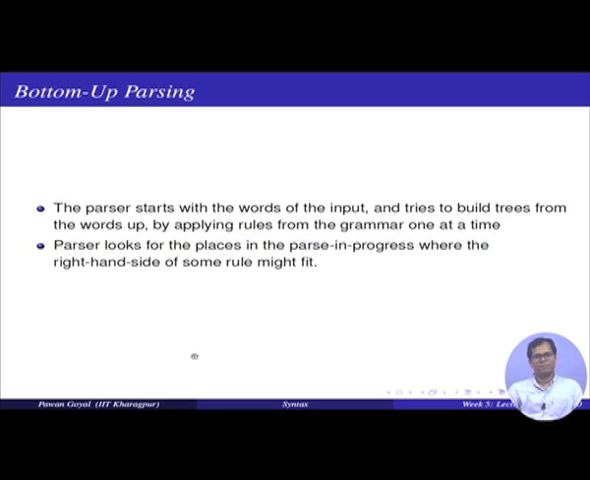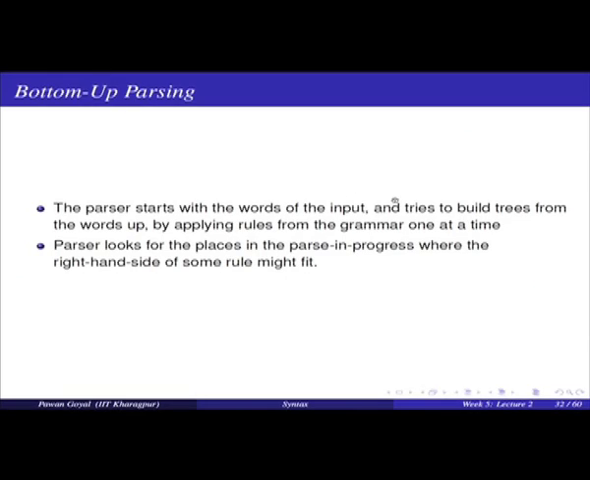So this was my top-down parsing. Now what do I do in bottom-up parsing? In top-down I start with S. In bottom-up I will start with my leaf nodes. I will start with book that flight and I will try to grow my tree upwards and see which one can give me a complete tree starting from S. So the parser starts with the words of the input and tries to build trees from the words up by applying rules from the grammar one at a time. The parser looks for the places in the parse in progress where the right-hand side of a rule might fit. In top-down we were always looking at the left-hand side: if the current non-terminal is this, what is the rule on the left-hand side, so that accordingly I generate the right-hand side. Here I am seeing what in the right-hand side I already have. Accordingly I select a rule in my grammar.